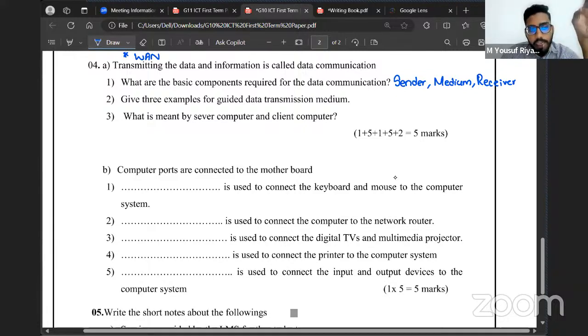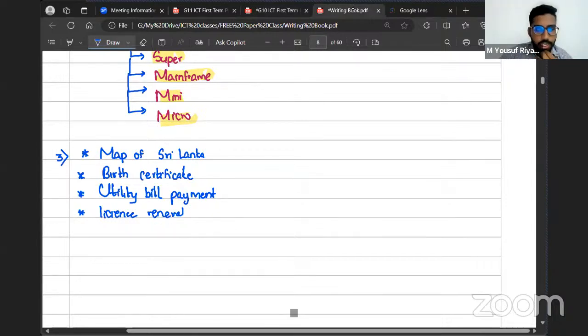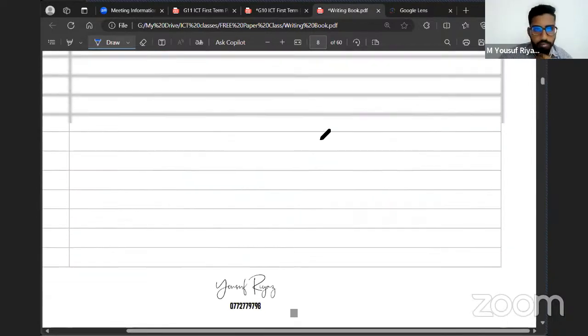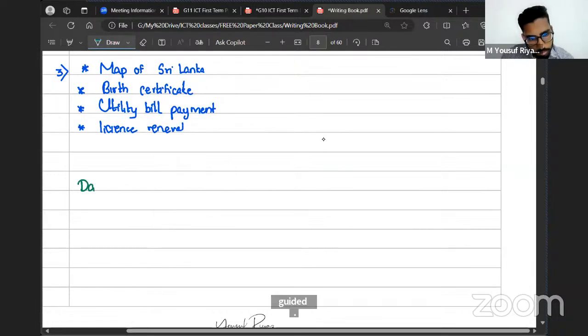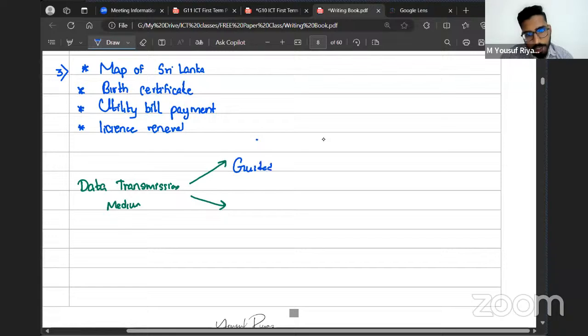Right. Give three examples for guided data transmission medium. Okay. When you talk about the data transmission medium, you can categorize them as guided and unguided. If you take the data transmission medium, you can categorize them into two. One category is called the guided data transmission medium, and one you call as unguided.